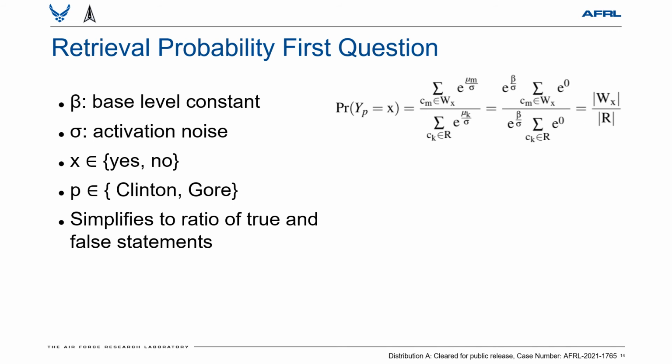The probability of responding X to the question about person P is given by the softmax function on the right. Recall that beta is the base level constant and sigma controls the level of noise in the activation values. Because beta and sigma are constants, they can be factored out of the numerator and denominator where they can be canceled. This means that the probability of responding yes to the first question simplifies to a ratio of true to false statements for the person in question.